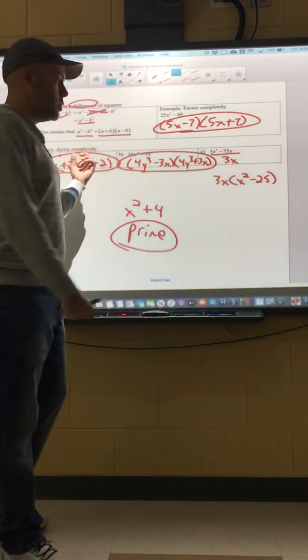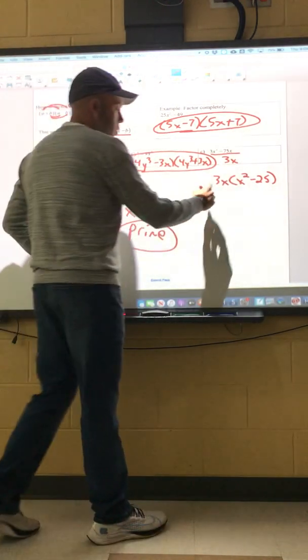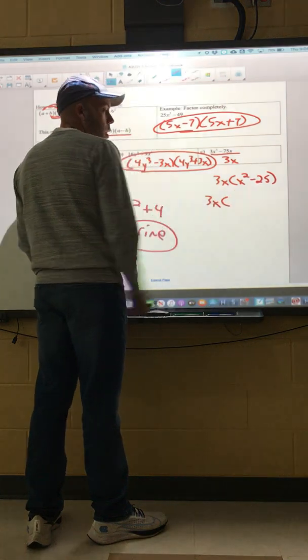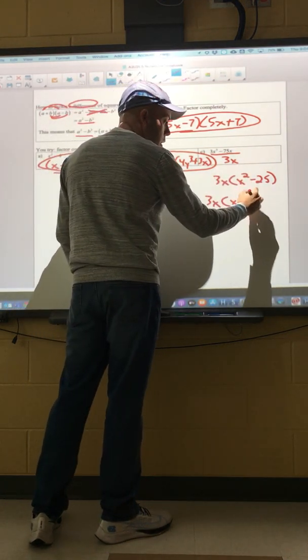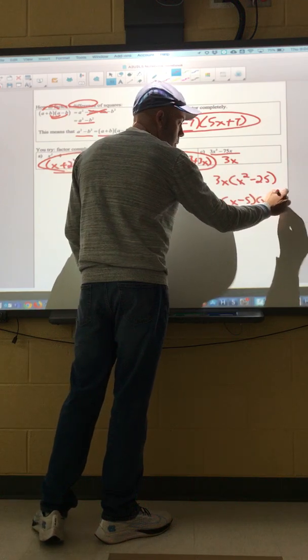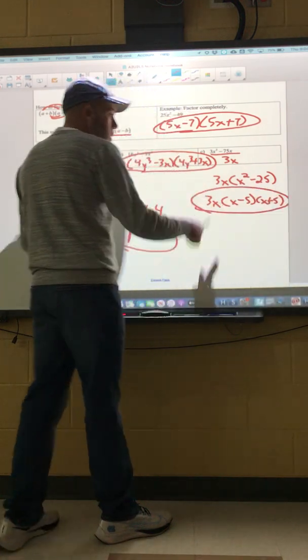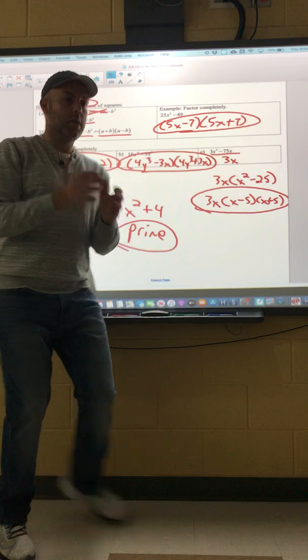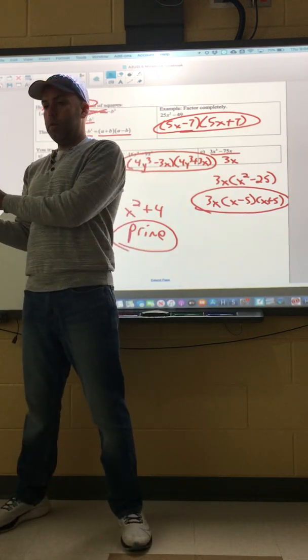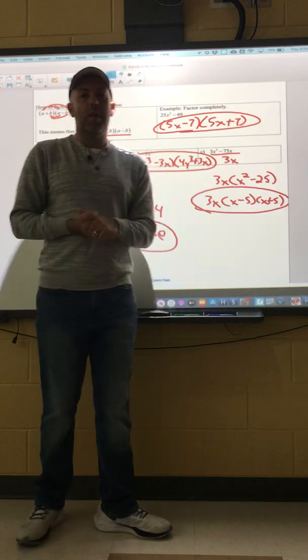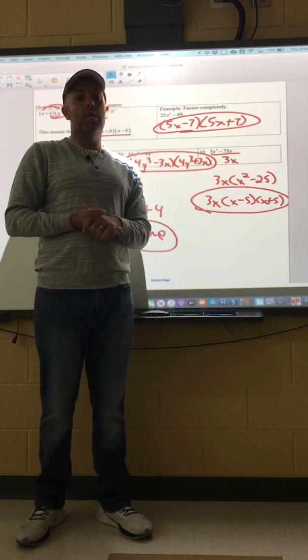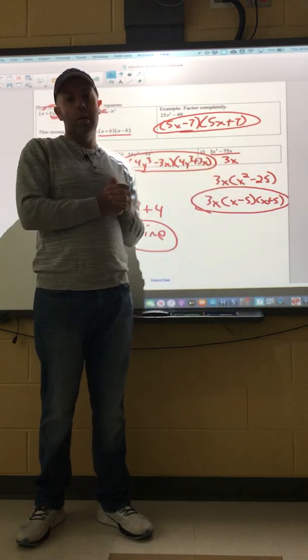Well, that's a difference of squares, so we could factor that. So you keep bringing the 3x down, and then you go, the square root of x squared is x, the square root of 25 is 5, and then I do the same thing with the opposite sign. So if you can do C, that really does involve both the GCF part we showed first and the difference of squares part we showed here. All right, so that's factoring a GCF and a difference of squares and both. Hope this helps.